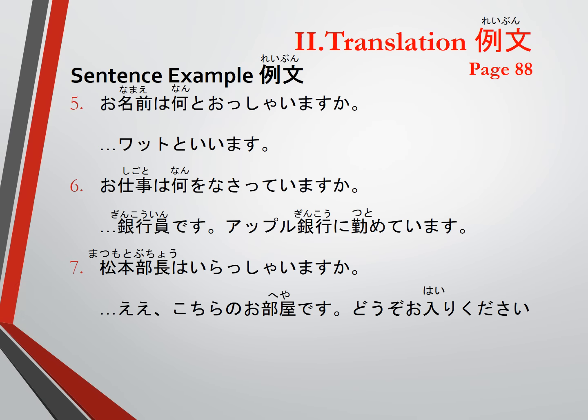Onamae wa nan to oshaimasu ka? What to iimasu? The question is using the sonkeigo equivalent word for iimasu, which becomes oshaimasu. The person who is asking this question is lower in status than Wato-san, and the person who is replying is Wato-san himself, so he's using to iimasu without any sonkeigo.